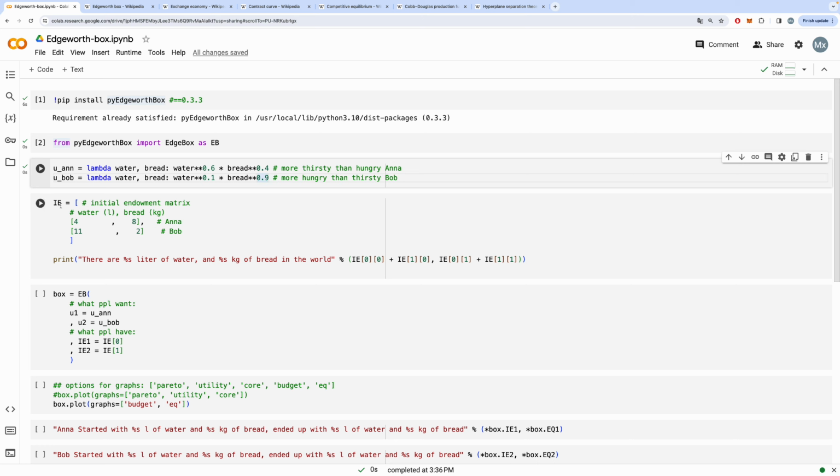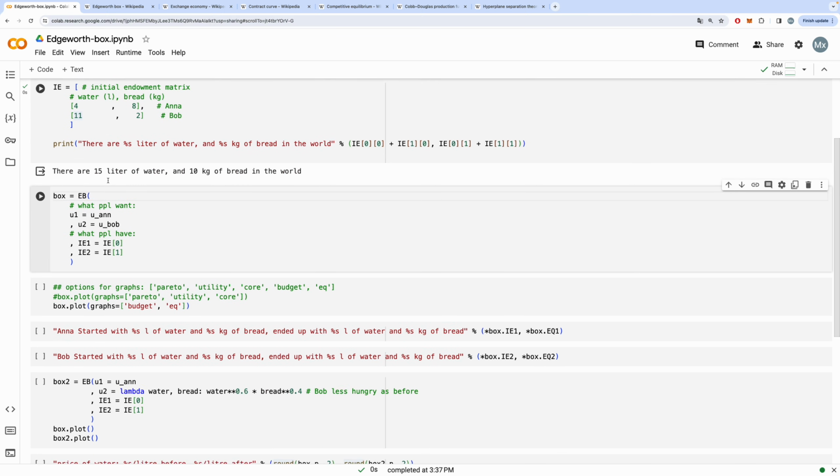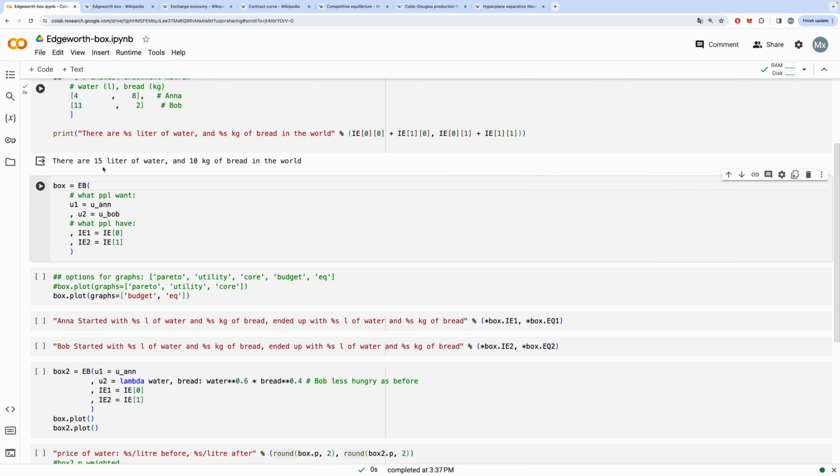There is initial allocation of goods or initial endowments. So Anna has 4 liters of water and 8 kilograms of bread, and Bob has 11 liters of water and 2 kilograms of bread. So overall, in this economy, there are 15 liters of water and 10 kilograms of bread.